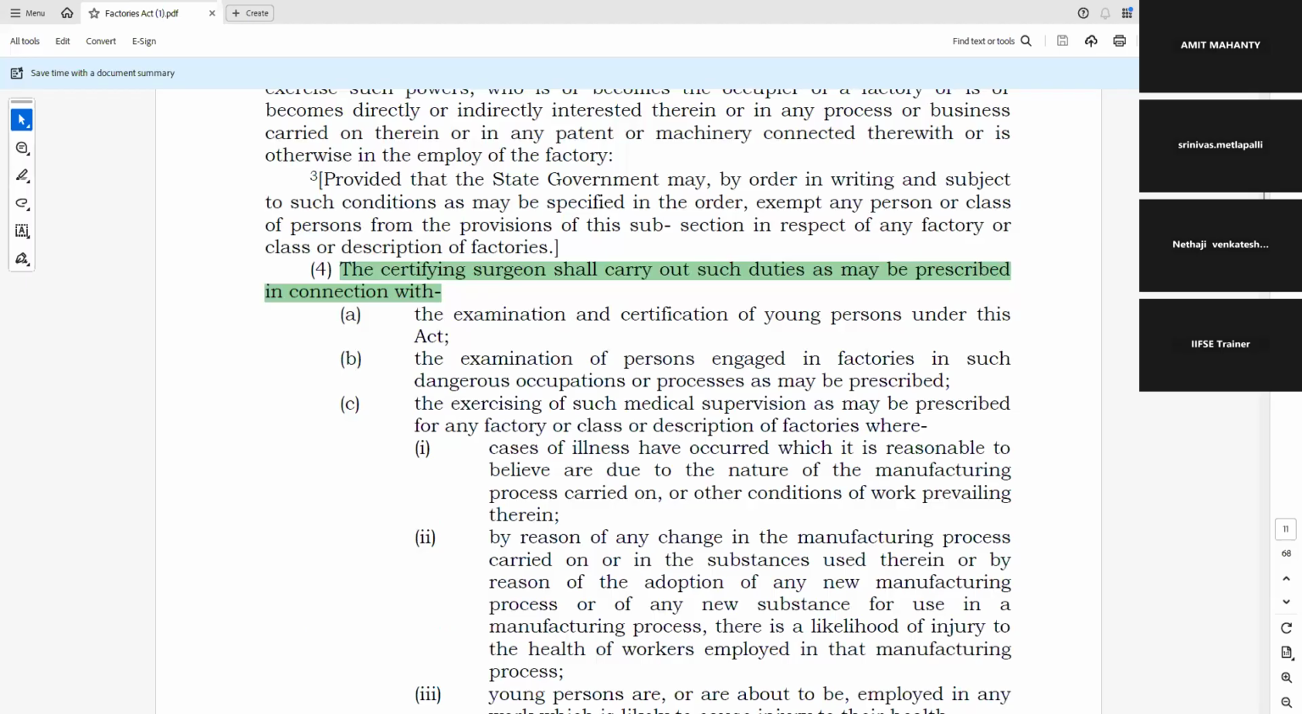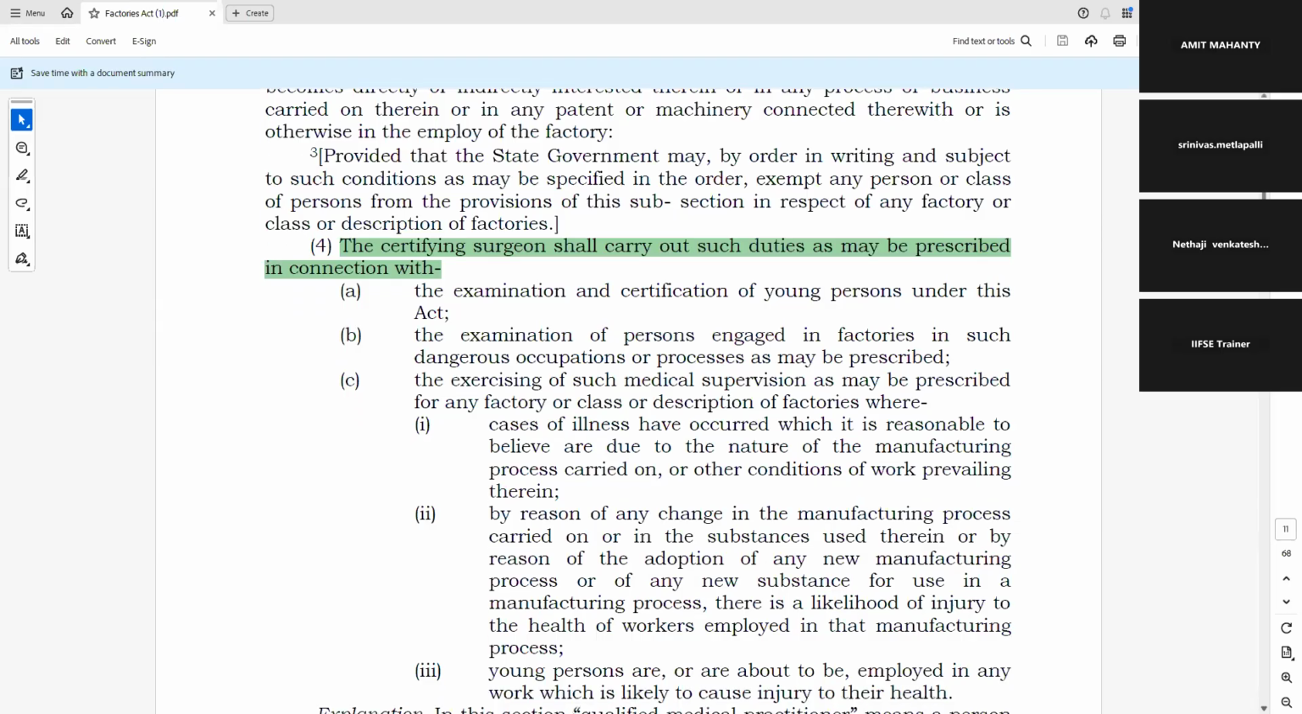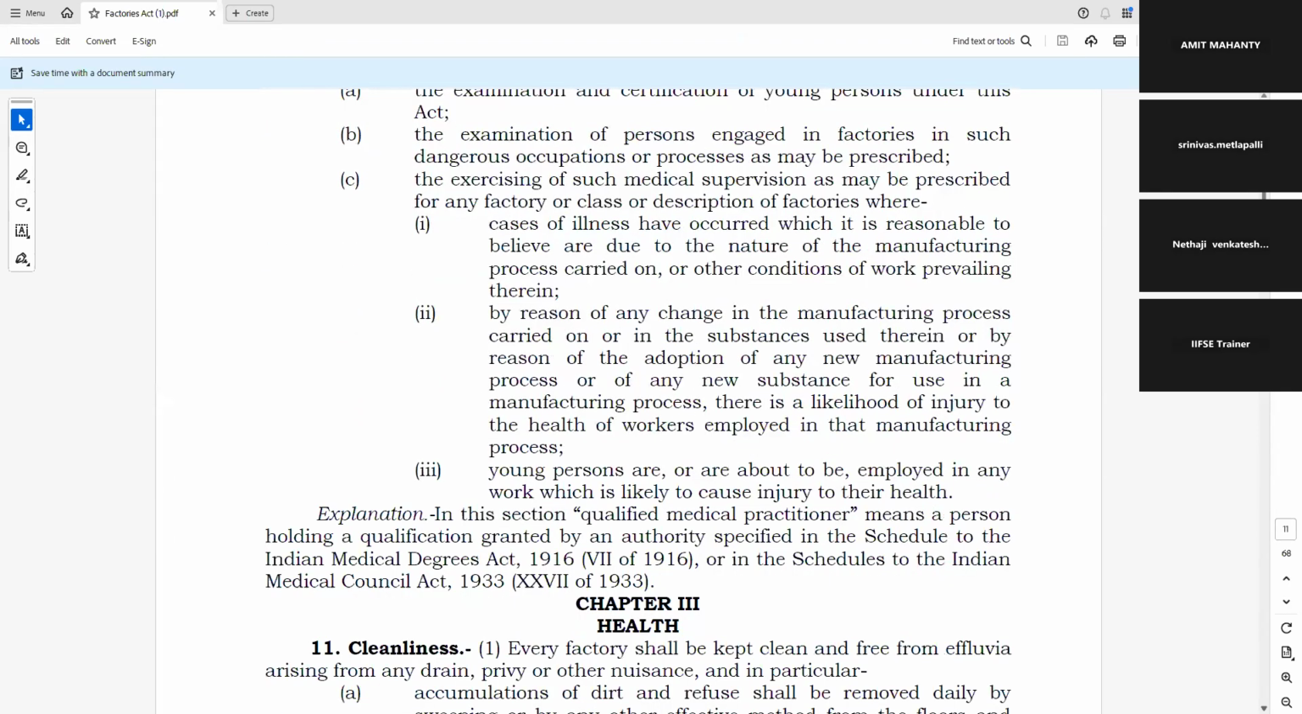Okay, the exercising of such medical supervision as may be prescribed for any factory or a class or description of factories, where cases of illness have occurred and it is reasonable to believe that they are due to the nature of the manufacturing process carried out. They verify why this specific disease or illness has come. Reason to change the manufacturing processes, and also where young persons are about to be employed in any work which is likely to cause injury or death.